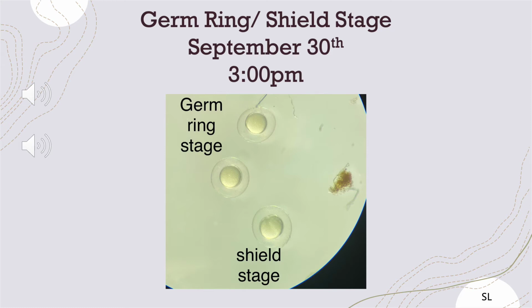So these eggs are some in the germ ring stage and some are in the shield stage. The germ ring stage happens first, where it starts thickening around the blastoderm and then leads to the shield stage, in which the shield starts thickening even more around the blastoderm.